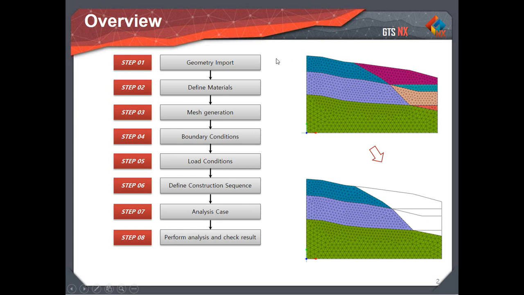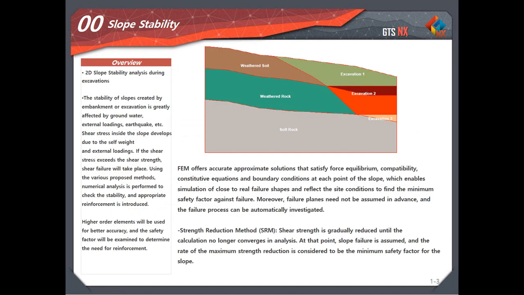We will go through importing of a geometry, a DXF file, then we'll define the materials, then we'll move on to generating the mesh, assigning the boundary conditions, defining the stages, and finally looking at the results. Here you can see a brief diagram of what the soil properties will be, our three main soil properties, and the sequence of the excavations. There will be 3 excavations.